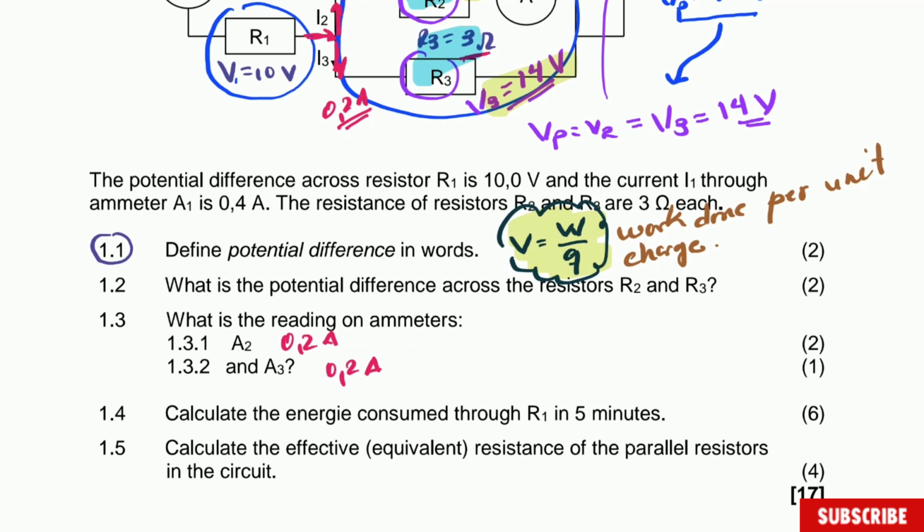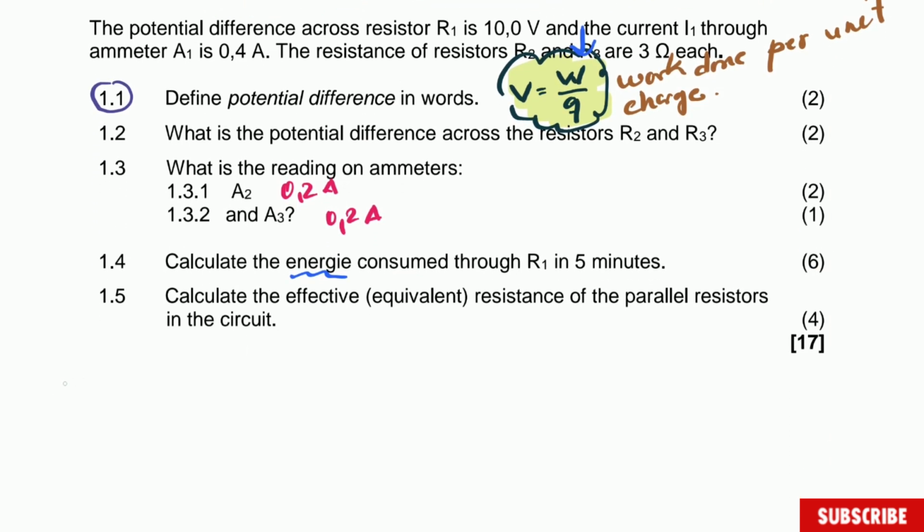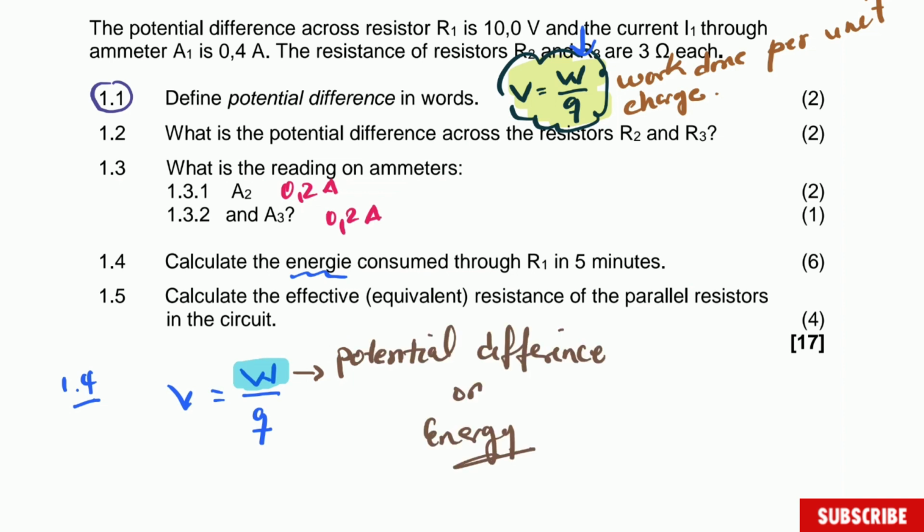Calculate the energy consumed through R1 in 5 minutes. Now, for this question, they ask you to calculate the energy. The energy here, guys, is nothing other than the work in this formula. So let's work at this point down here, 1.4. We know that the potential difference is equal to work done divided by charge. This here is what they want to calculate. That work is what they refer to as energy. So this one here can be potential difference or energy. So we are looking for that one.